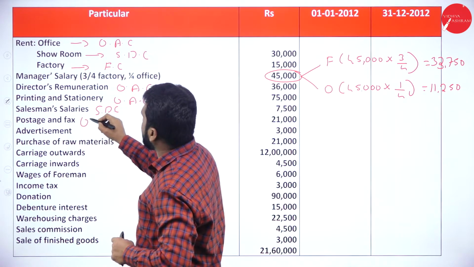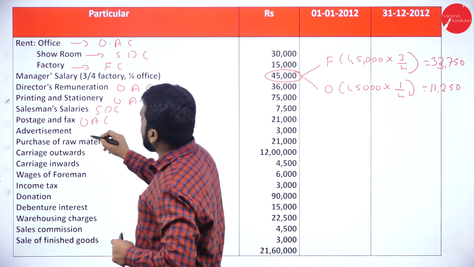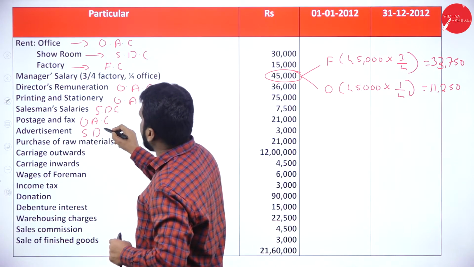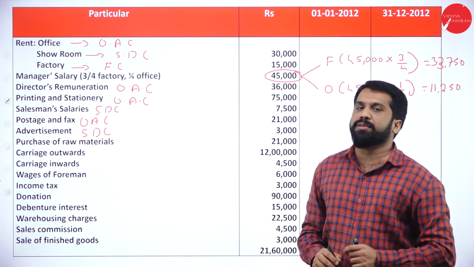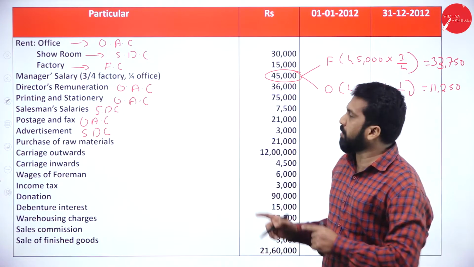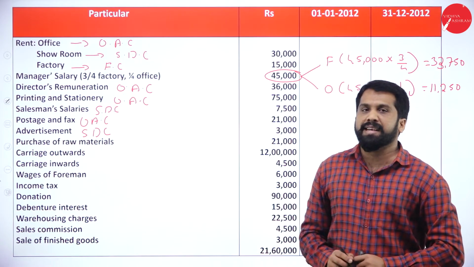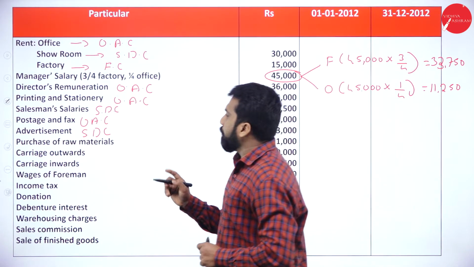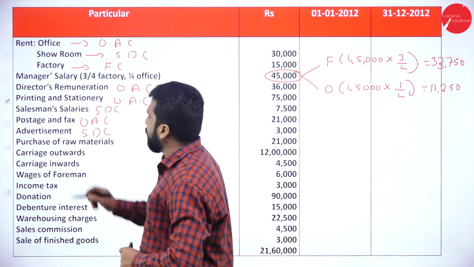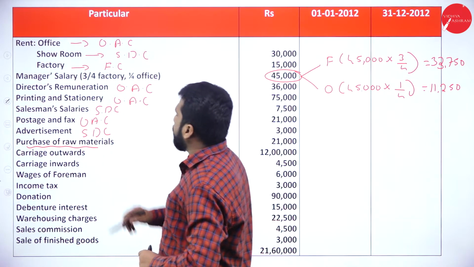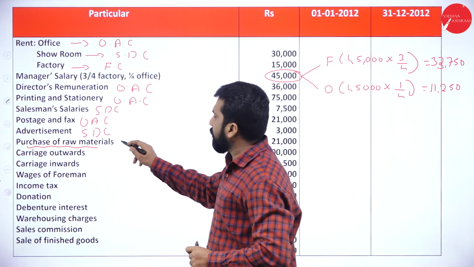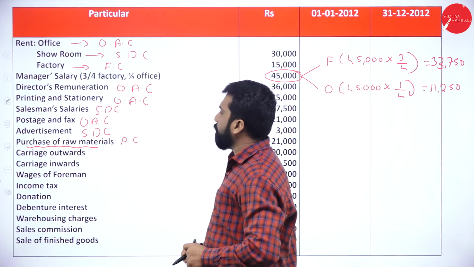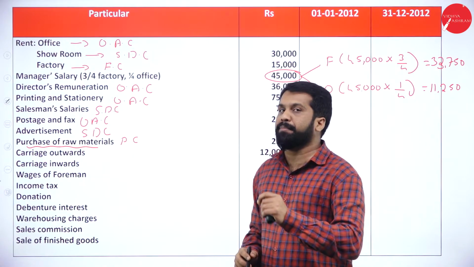Postage, office and administration. Advertisement, selling and distribution cost. If you want to sell your product, you need to do advertisement. That is called your advertisement expenses. Next, purchase of raw material will come later. Normally, purchase of raw material comes where? Your prime cost. Any purchase of raw material comes under prime cost.